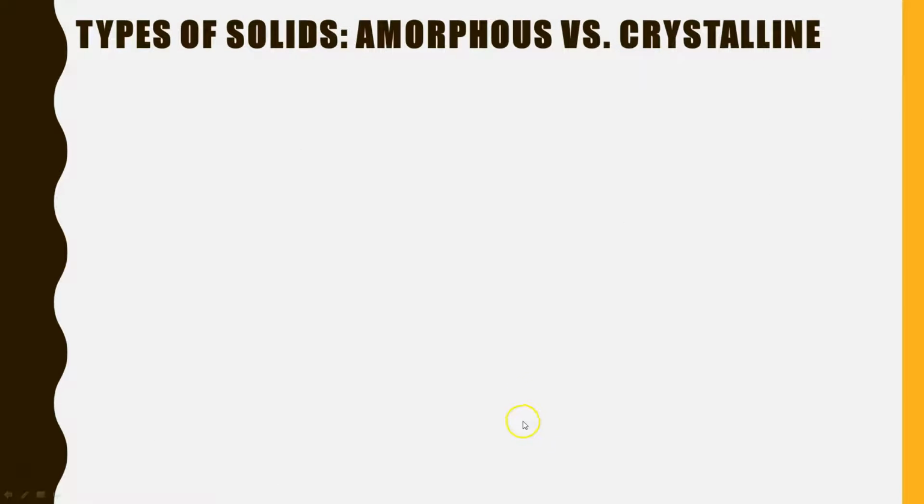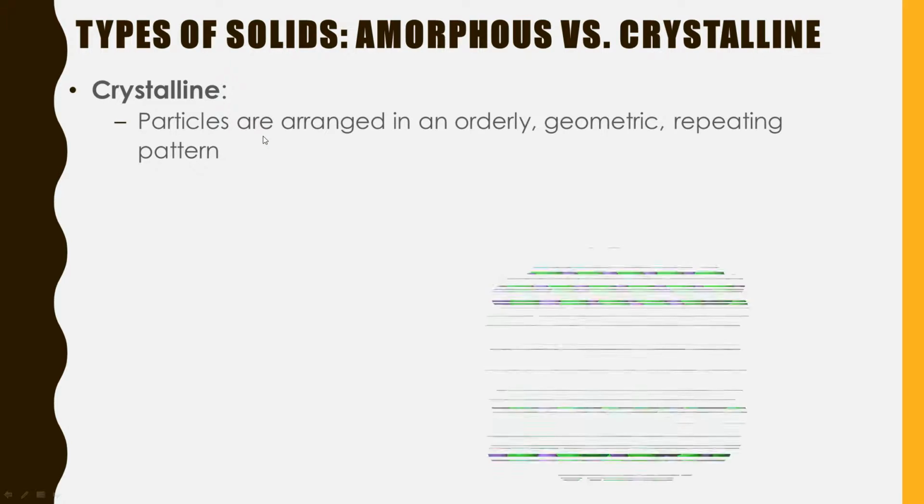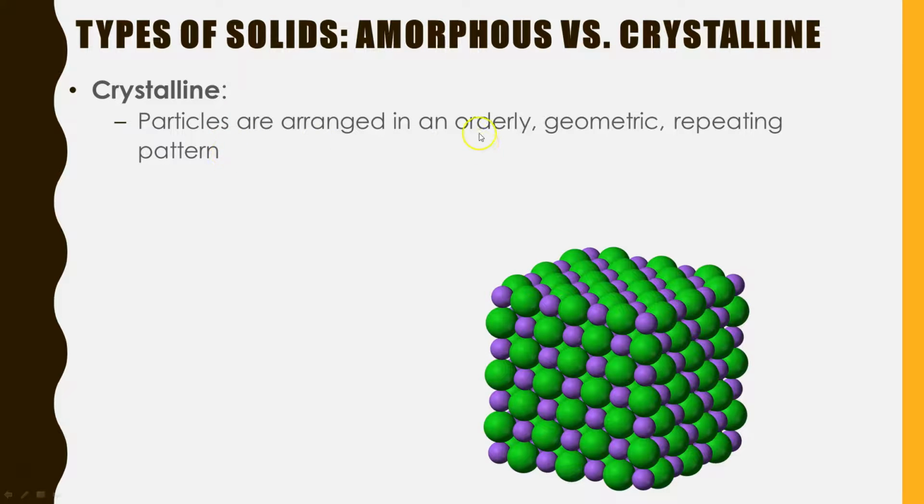Solids are grouped into two main types. We've got amorphous and crystalline. Let's start with crystalline. In a crystal, particles are arranged in an orderly geometric repeating pattern. This is actually a crystal of sodium chloride. The larger ones there are going to be the chlorine, the smaller ones are going to be the sodium, and you can see there's a very regular pattern. This is why crystals of salt or salt granules have a very definite shape, and it's a very geometric shape as well.